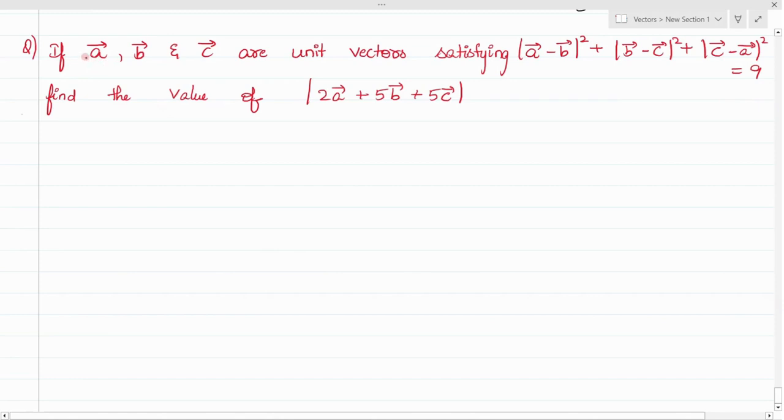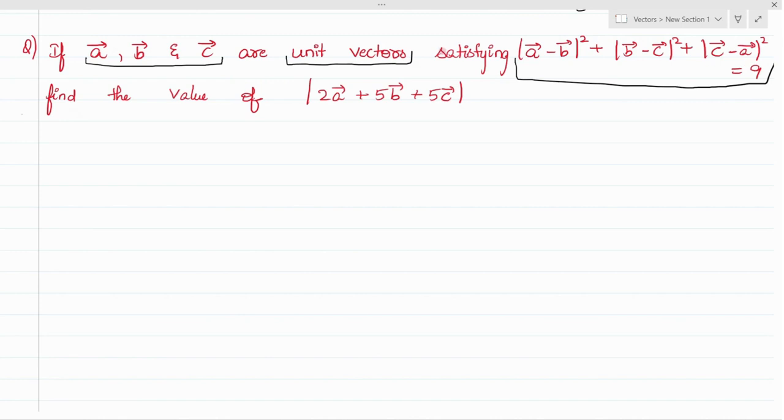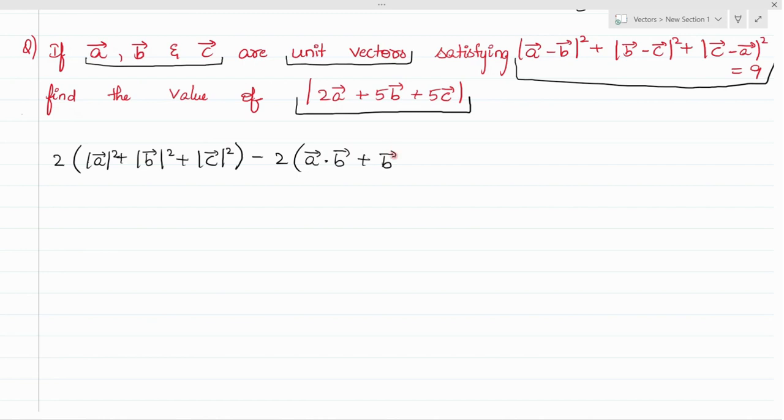In this question, A, B, and C are unit vectors satisfying this condition, and we need to find the value of this. So, let's use this condition first. When you split it, you will get 2 times of magnitude of A square plus magnitude of B square plus magnitude of C square minus 2 times of A dot B plus B dot C plus C dot A, that is equal to 9.